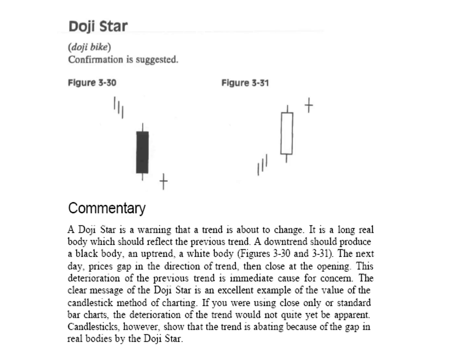It has a long real body which should reflect the previous trend. A downtrend should produce a black body as it is shown here. The market is in a downtrend and it has produced a black body. An uptrend produces a white body, as it is shown here. This is the uptrend. The next day prices gap up in the direction of the trend, here for the uptrend.